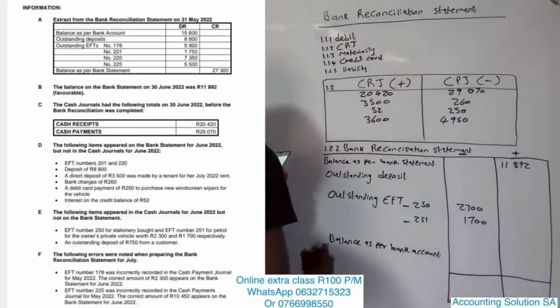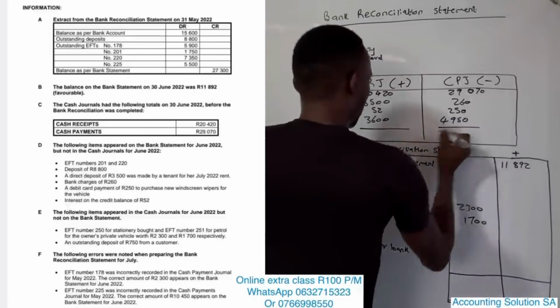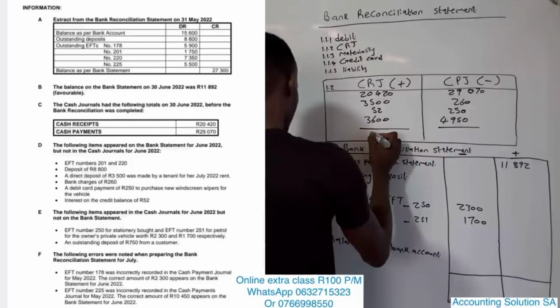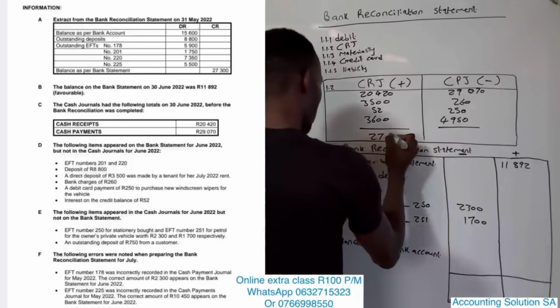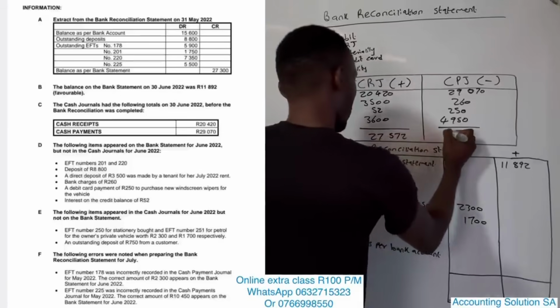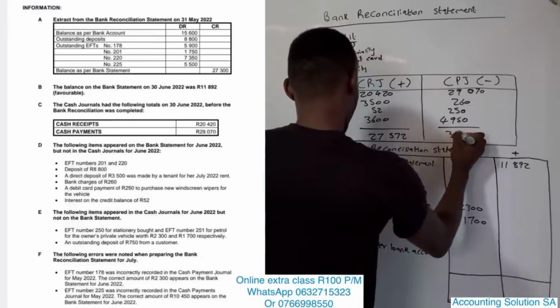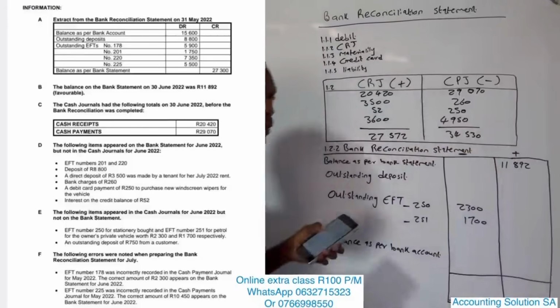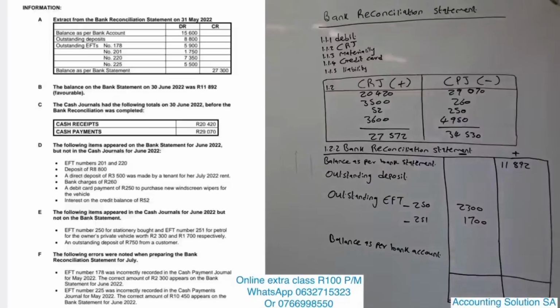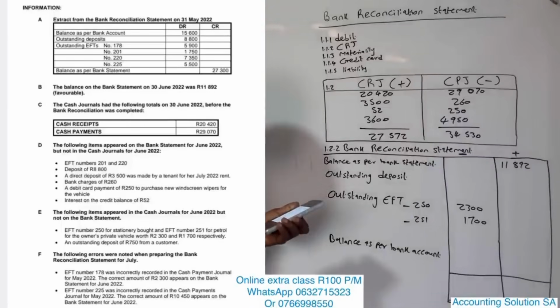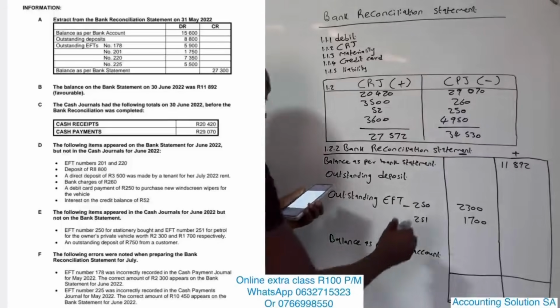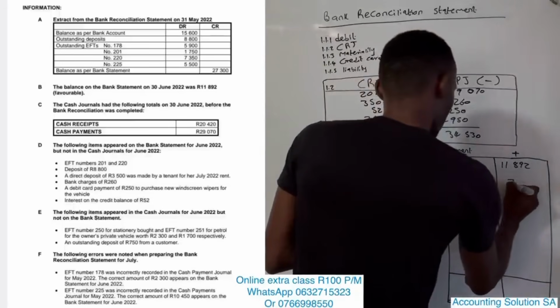4,950. So all in all, this will give you, number one, an amount of 27,572, and here it will give you 34,530. Now we must get a balance, which is the balance as per bank account, as well as the outstanding deposit. Number E, outstanding deposit of 750 from customer. Outstanding deposit is recorded this side, 750.